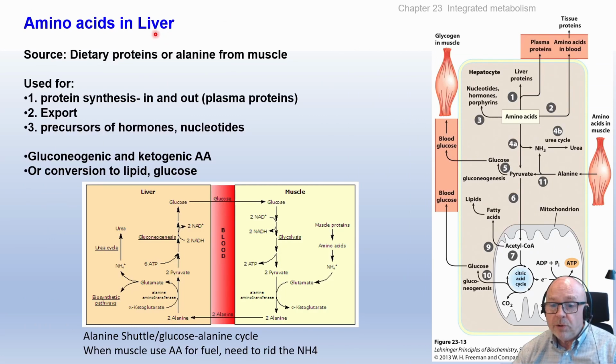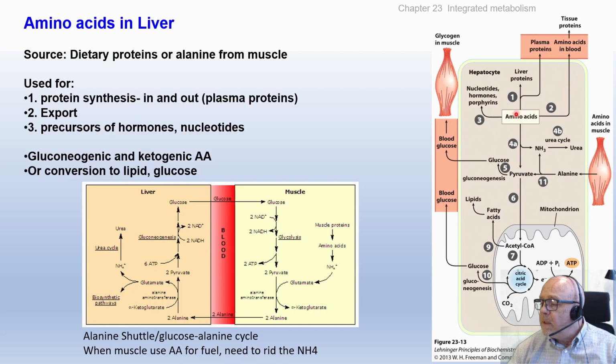Now let us turn to the fate of amino acids in the liver. So amino acids can, of course, be incorporated into liver proteins, or they can be incorporated into proteins that are destined for secretion into the bloodstream. Additionally, without being incorporated into proteins, the amino acids can be released into the blood as a source of fuel for other tissues.